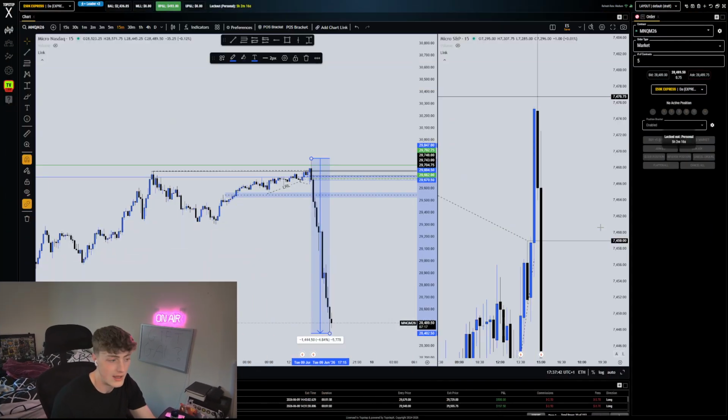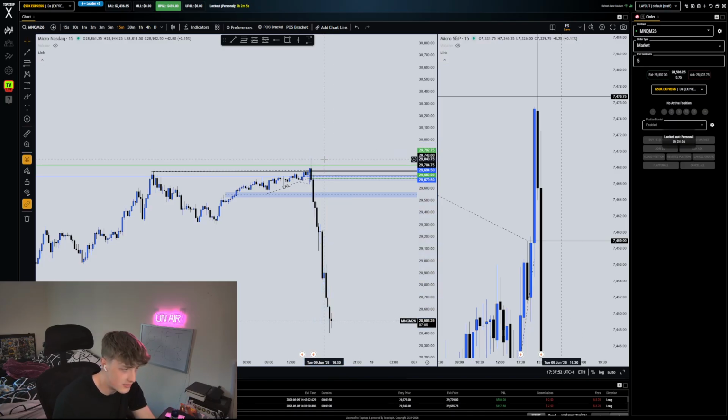We did, however, end up pumping. Let's get on the 15-minute time frame. Market open, the 245 candles here. We end up dumping. End up dumping 1,444 points. Which is a bit crazy.